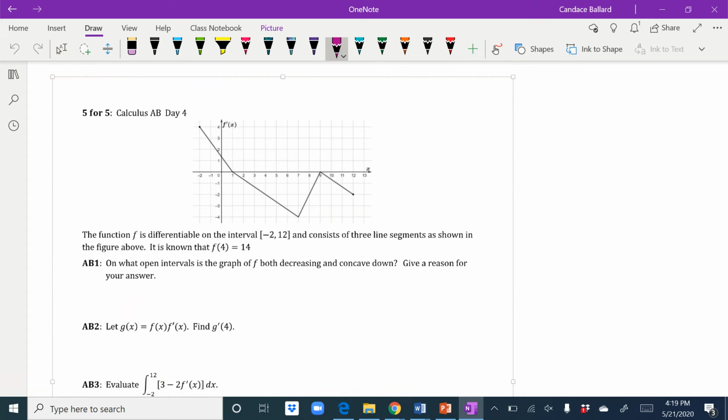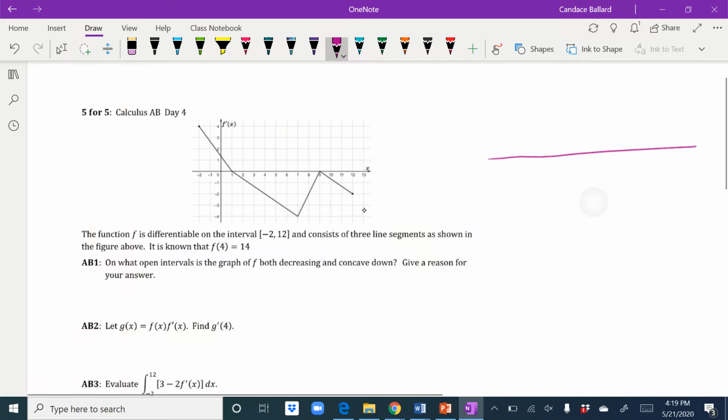All right, so we have the function f differentiable on a closed interval, consisting of 3 line segments. The figure shown is known, and f of 4 equals 14. On what open intervals is f both decreasing and concave down? So what do I need to do? Sign chart. Okay, so let's do a sign chart, because again, it could be on the AB, it could be on the BC, it could be on both. So I know I need to do a double layer sign chart, because it could be first derivative, second derivative, since it's talking about decreasing and concave down. So when I see that, I want to grab every single zero and horizontal tangent that I see.